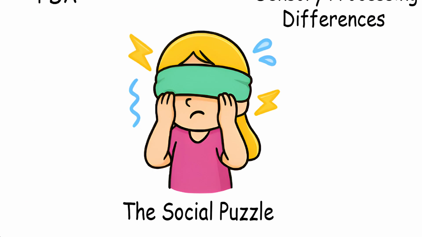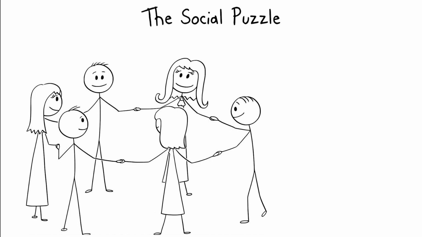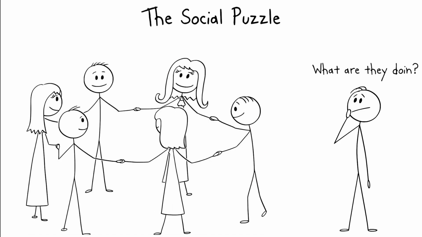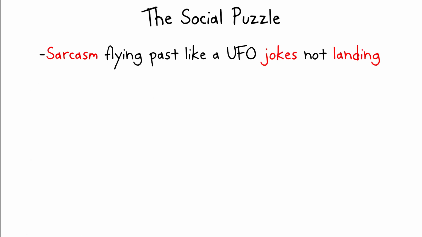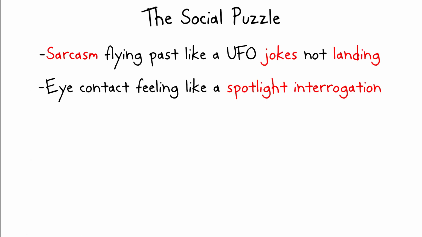The social puzzle. Different wiring, different connections. Social interaction isn't one size fits all for autistic people. Many don't catch the usual cues. Sarcasm flying past like a UFO, jokes not landing, eye contact feeling like a spotlight interrogation.